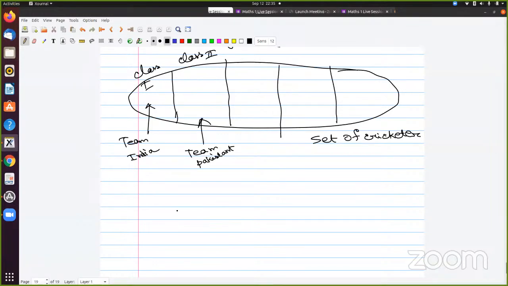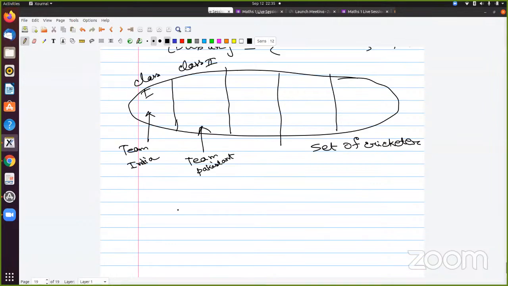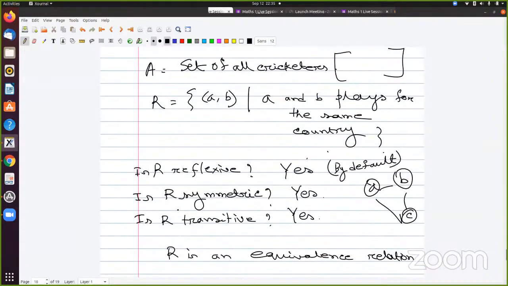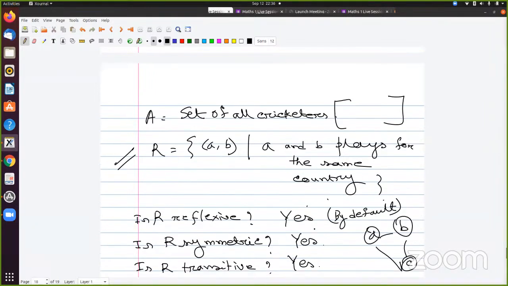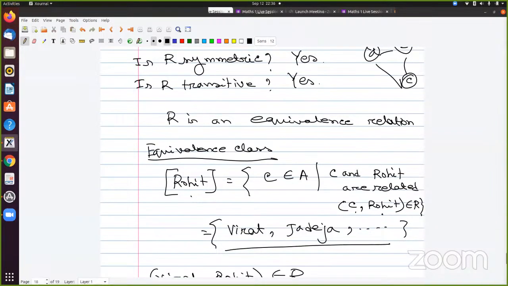I have a little doubt in equivalence relations. So the relation I have defined is like this. If two players are in the same country, this is one relation I have given. This is one relation, right? Now, in a question, it can be asked whether it is an equivalence relation or not, or it can be asked what is the class of Rohit Sharma. Then 4 options are there: Team India, Team Pakistan, Team West Indies, Team Australia.